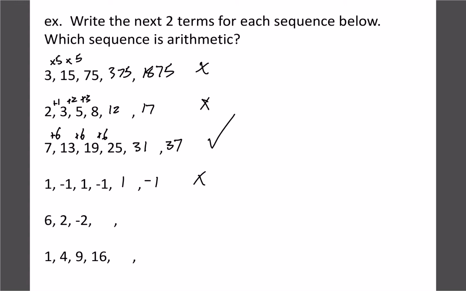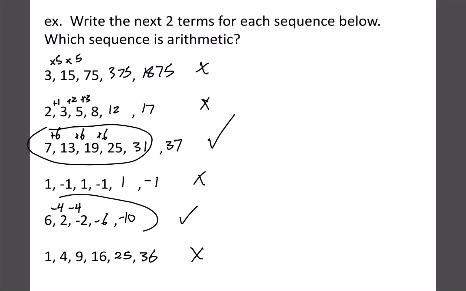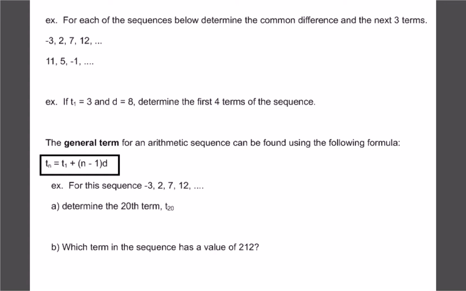The next one, you can see we're going down. 6 minus 4 would be 2, minus 4 again would be -2, minus 4 again would be -6, and then -10. So that one's good. We're subtracting the same number each time. And our last one, we have add 3, add 5, add 7. We could add 9, add 11, and that one's not. So you can see we only have 2 in this whole list that are actually arithmetic, because we're adding the same number or subtracting the same number each time.